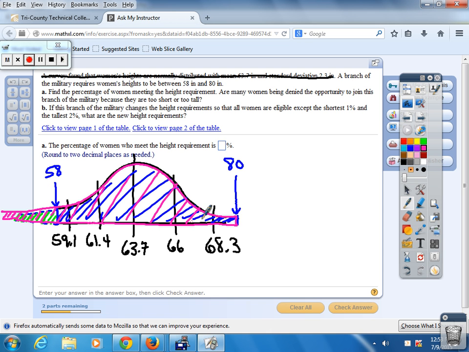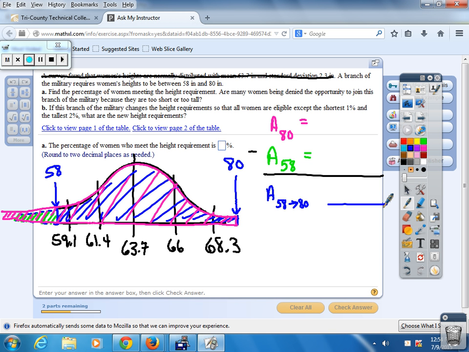Now if you take your magenta area, which is your big area at 80, and you get a number, and then you subtract the area of what? The green, the area at 58, then you'll have your area of blue, which is your area in between. Area between 58 and 80. It'll be whatever that is right there.